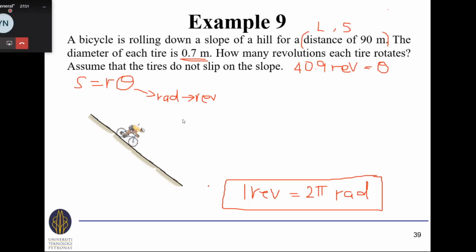All right, let's calculate example 9. Read the question. I also have the answer there as well. Please try to read the question and find the solution. The final answer there is 40.9 revolutions. So try to calculate for this. Okay, done.